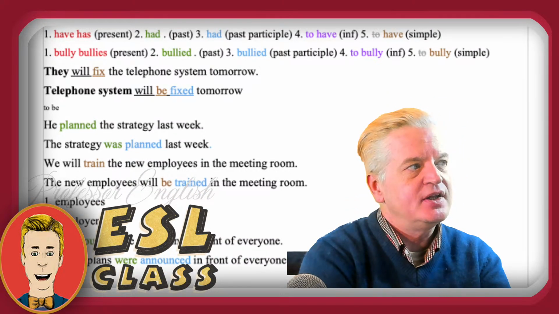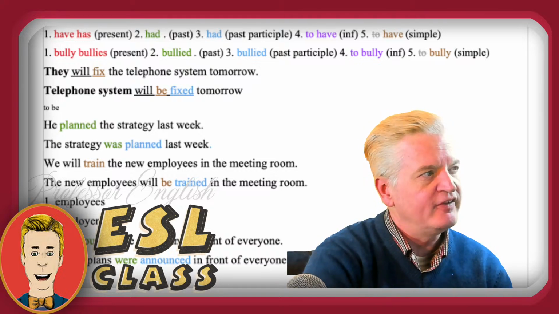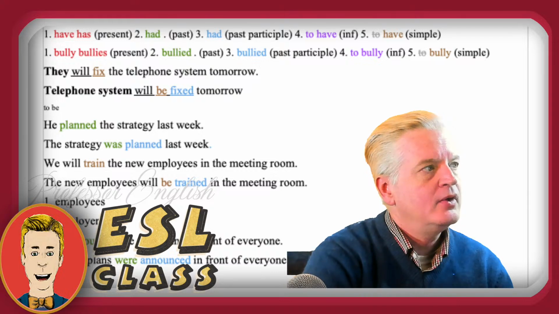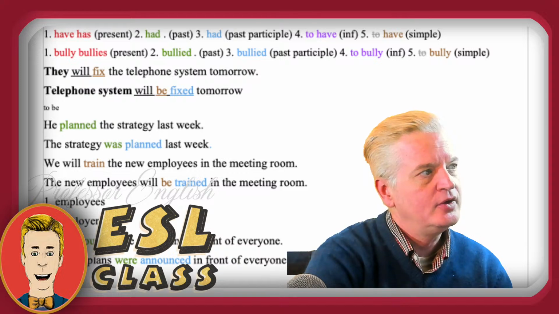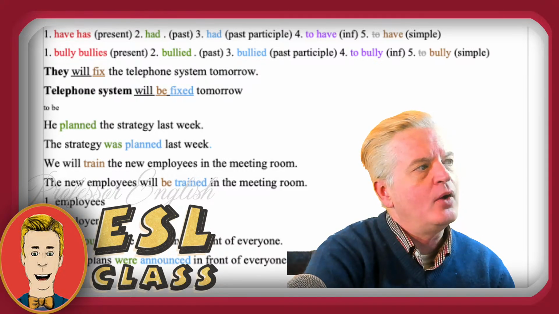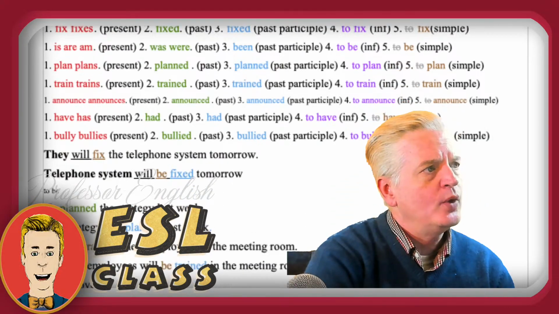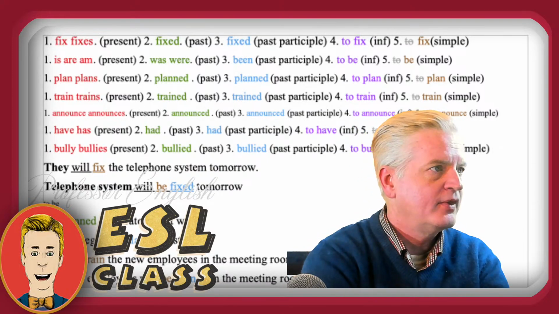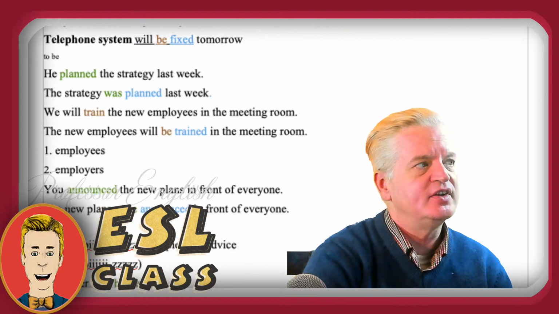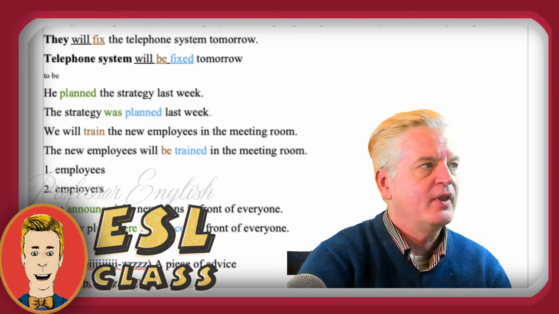But now we are missing the brown color. Because remember in the original sentence, they will fix the telephone system. Fix is brown. But when you make a passive voice sentence, you change the principal verb to blue, fixed. So we need something brown after will. So we use the verb to be. What is the brown form of the verb to be? It's be. So our passive voice sentence is the telephone system will be fixed tomorrow.